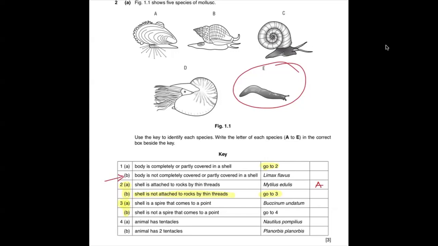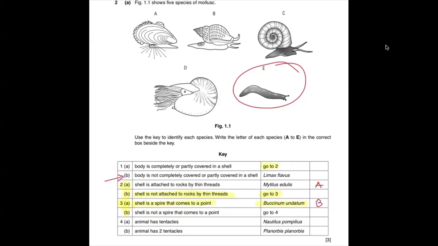The shell is a spire that comes to a point. Isn't it supposed to be B, because there isn't a spiral or anything? So here you see in the 3A, it comes to a point. You can see, right? Oh, okay. So in that way, this is B. All right.